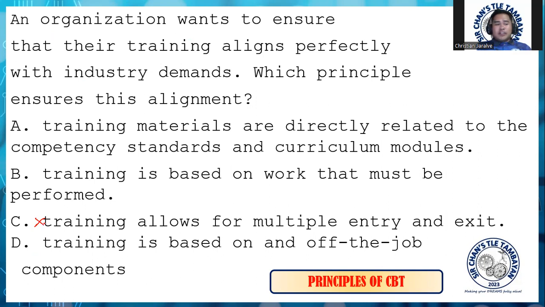What other thing can we eliminate? 'Di ba? Industry demand perfectly aligned with industry demand and standard. Therefore, it should be letter industry standard, competency standard focuses on. Very good. That is letter A. The training materials, training kasali dito yung tools, yung equipment, yung machineries, yung procedures. Dapat it should meet industry demands. Therefore, kapag industry demands, it should have the competency standard. Bakit? These standards are based on industry standards.